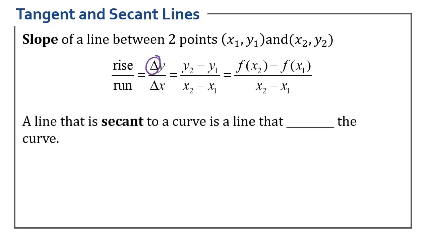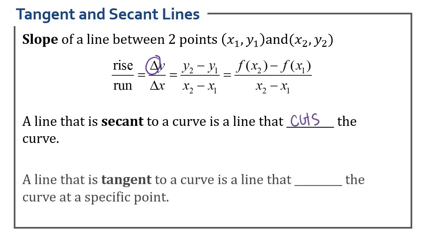Now some new terminology, secant. The word secant derives from the Latin word secare, which means to cut. A line that is secant to a curve is a line that cuts the curve. The word tangent also derives from a Latin word, tangens, which means touching. So a line that is tangent to a curve is a line that touches the curve at a specific point. We're going to use these two things to help us find the rate of change at a specific value of a nonlinear function.